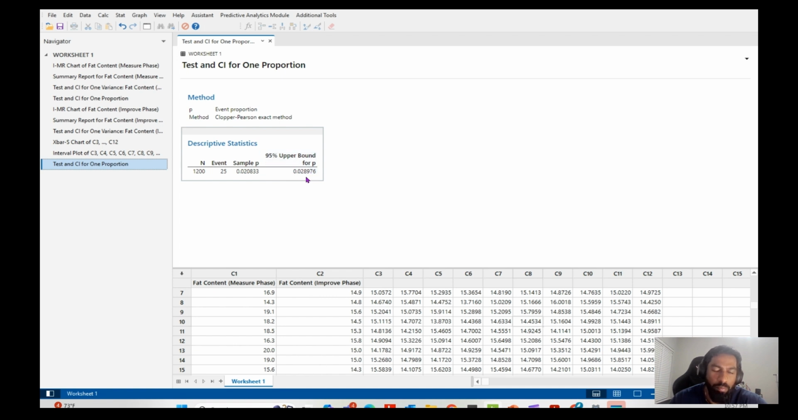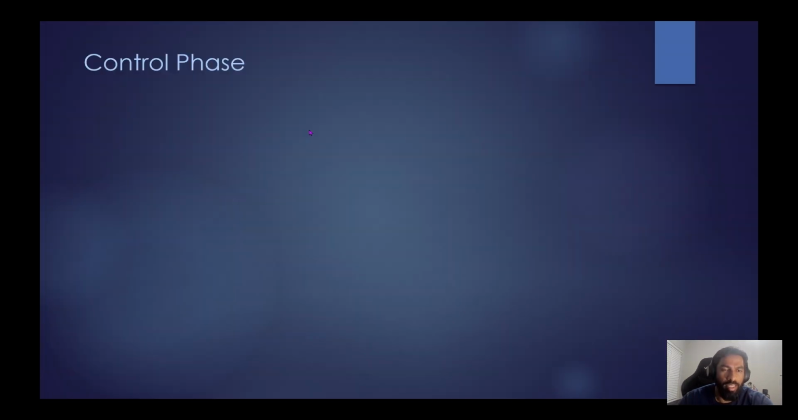So 2.8% is the maximum of dissatisfied customers after the improvement, which the operating manager can live with. And it is a big difference compared to 9.8%, which was during the measure phase. So that overall concludes the improve phase of the DMAIC process for this case study. So after the improve phase, our next phase in the DMAIC framework is the control phase. Control phase is all about sustaining the improvements or the gains we made and then preventing the backsliding.